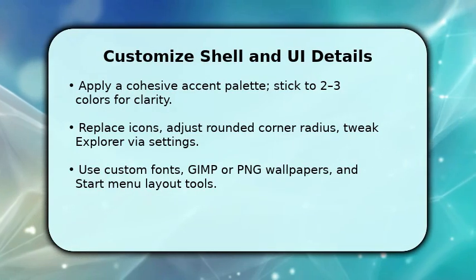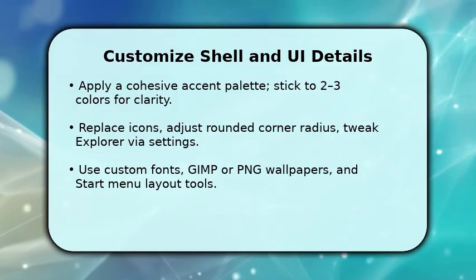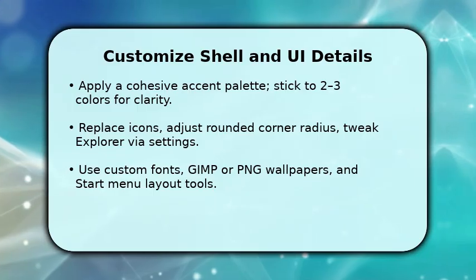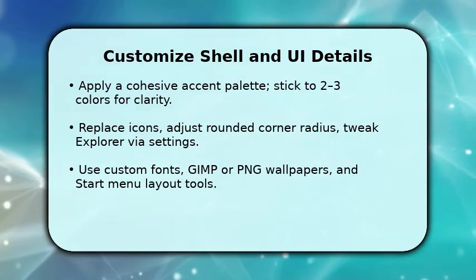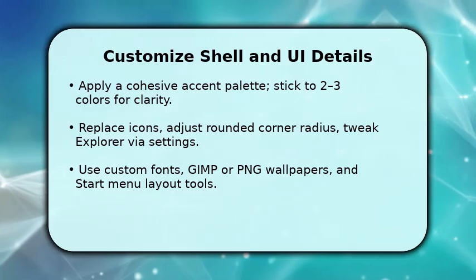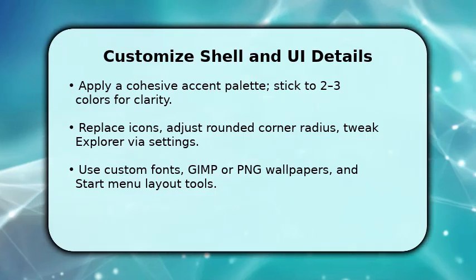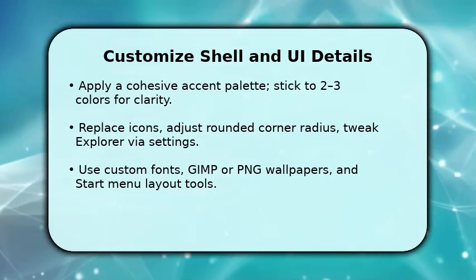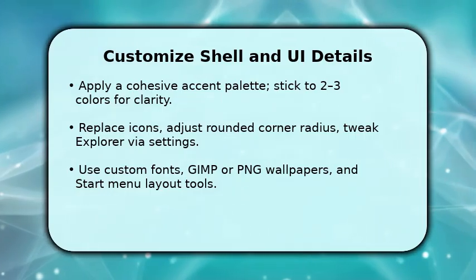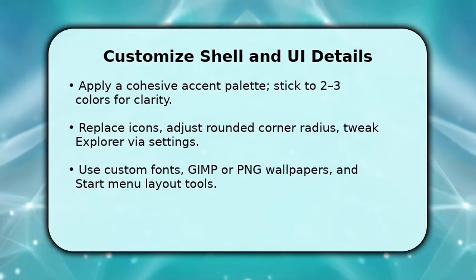Now you refine the interface. Change the accent palette to 2 or 3 complementary colors so elements read consistently across apps. Then replace system icons, adjust rounded corner radius in your theme manager, and tweak Explorer layout for spacing. These micro adjustments create a polished look. Once done, install a custom font family and export a clean start menu layout. A well-chosen wallpaper and matching icon set finish the visual identity and make the OS feel intentional.